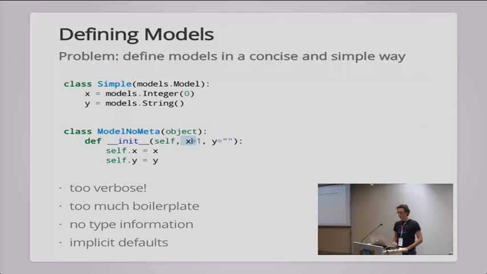If you have some very simple scenarios you can do that, but if you want to define many models, it's very verbose, because every time you have to declare everything and assign it, there is a lot of boilerplate. Also, a very important thing is that you have no information about the types. While Python is duck-typed, databases normally are not. So you still need to have the information somewhere.